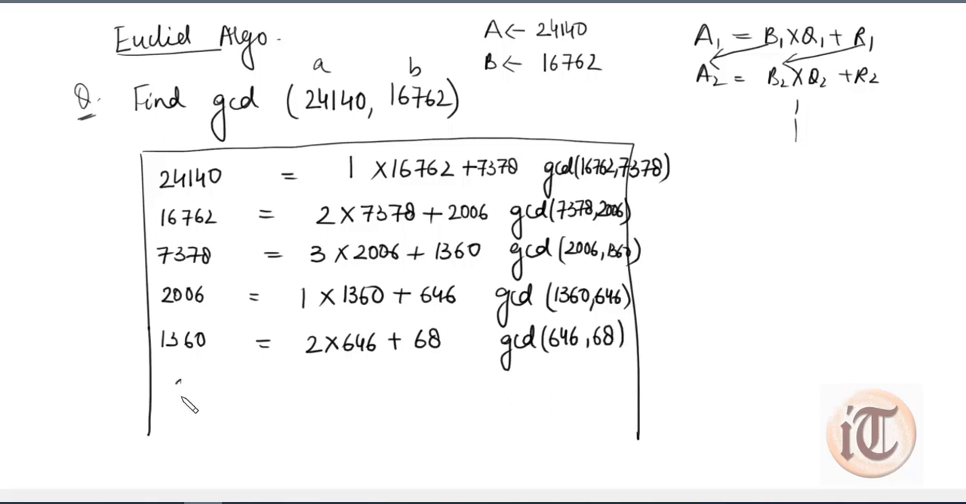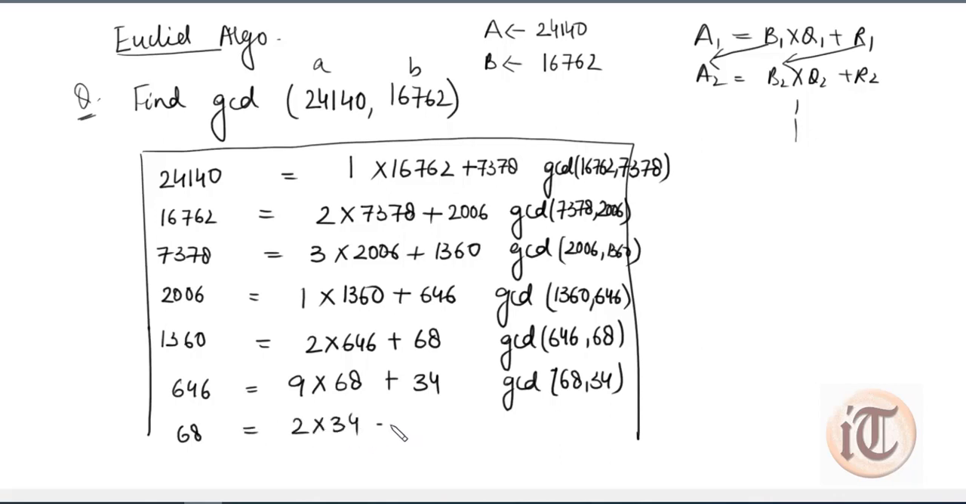Then 646 equals, if I multiply 9 with 68, I get a remainder of 34. So this becomes GCD of 68 and 34. Then I have to solve for 68. If I multiply 2 by 34, I get a remainder of 0. So this becomes GCD of 34 and 0. This means that when B equals 0, the value of A is the right answer. So the GCD of these two numbers is 34.